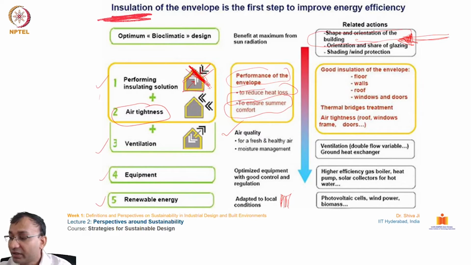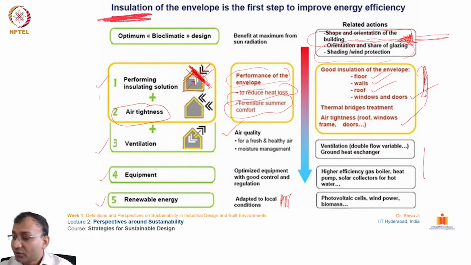The next one, orientation and the share of the glazing. This can be reduced to control the overall reception of heat and radiation from the outside. Shading and wind protection can also be utilized. In the middle part, if you see, a good insulation of the envelope in terms of flooring, walls, roofing, windows and doors. These should be properly insulated for controlling heat. And thermal bridge treatment and air tightness are very important to reduce the convection and conduction loss of energy from inside to outside, or the opposite.